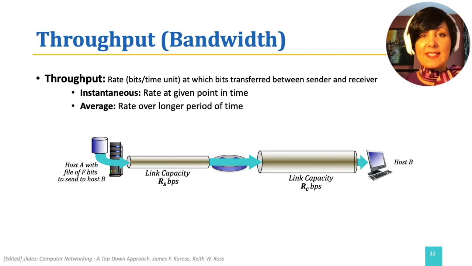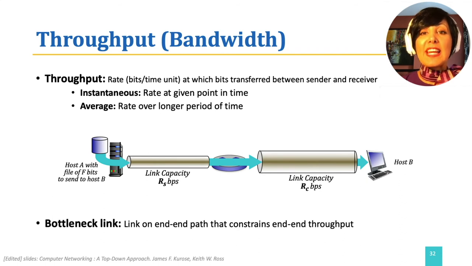What if RS is less than RC? Then the end-to-end throughput will be limited by RS. Now, what if RC is less than RS? Then RC will be the link limiting and therefore determining the end-to-end throughput. For any end-to-end path, the transmission rate of the whole path is determined by the bottleneck link, which is the link with minimum link capacity. In the figure here, minimum of RC and RS determine the end-to-end throughput.